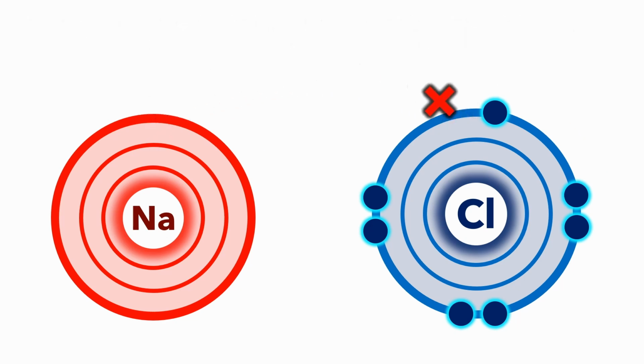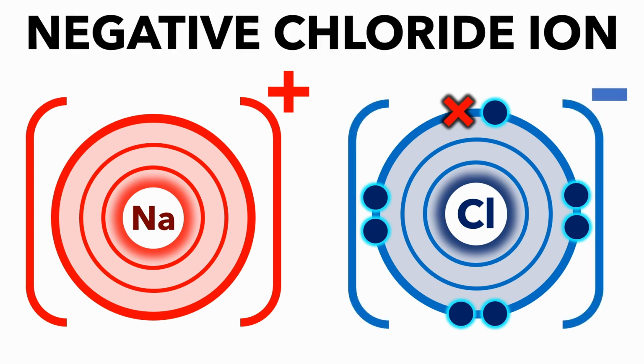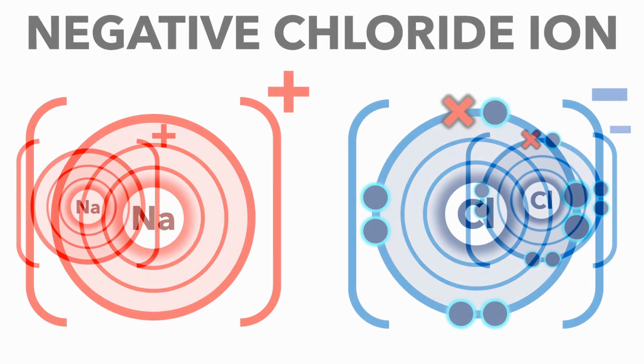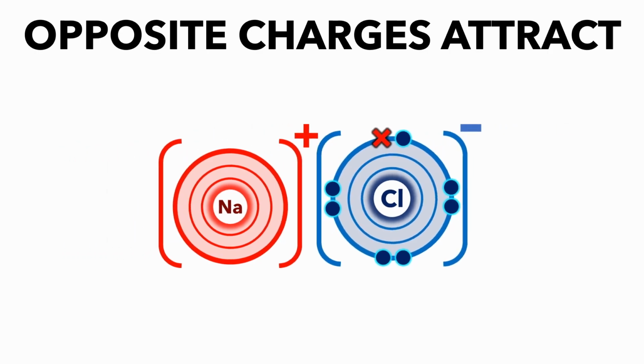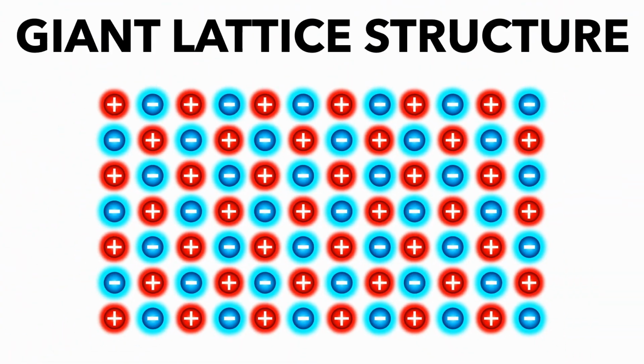Both atoms were neutral, but after trading the electron, the sodium is now a positive ion, and the chlorine is now a negative ion. The oppositely charged ions attract, causing the ionic bond. Many ions attract to form a giant lattice structure.